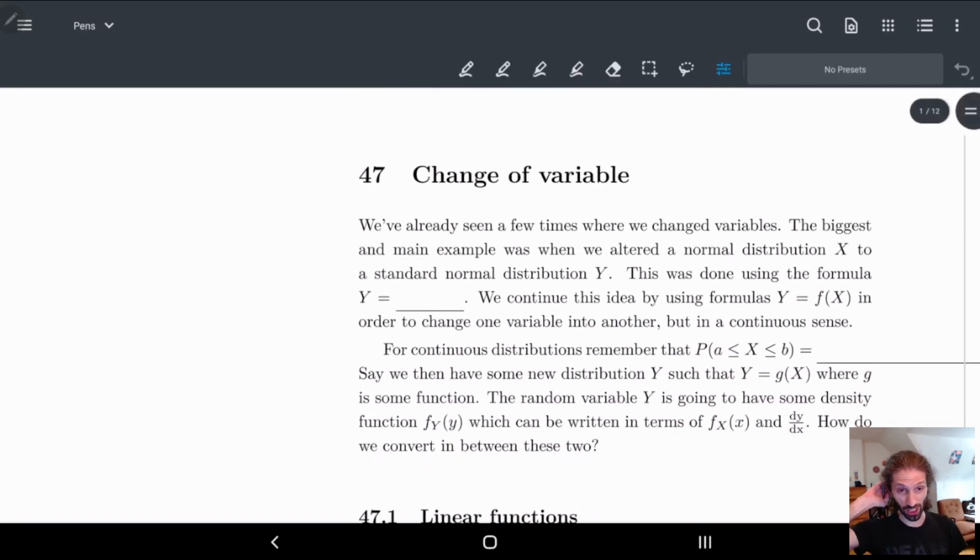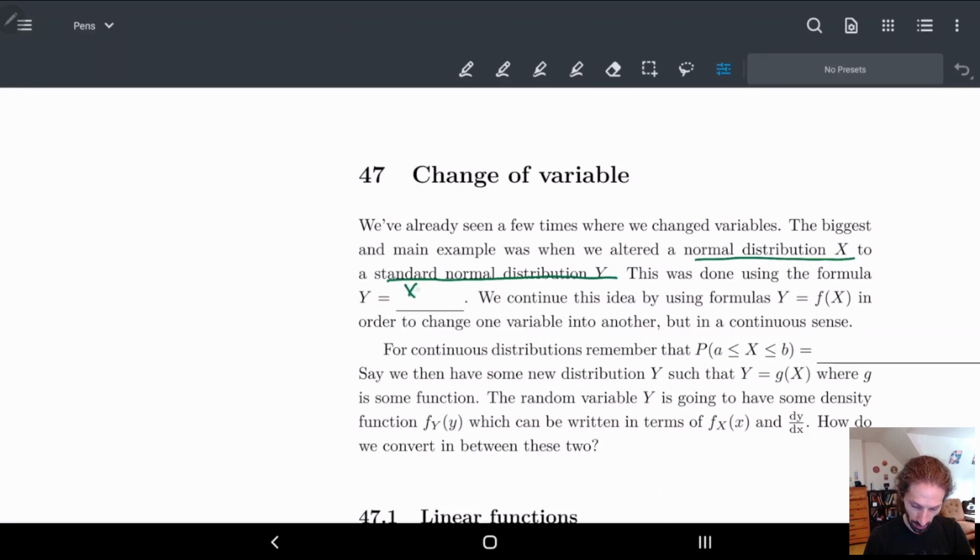So we're going to start off with changing of variables. One of the big things, we've actually seen this a few times, especially when it comes to the normal distribution. We went from the normal to the standard normal, but we're going to try to see something more general. When we were talking about the normal distribution, if I have some normal distribution x and I want to change it to the standard normal distribution, remember what we did is I took x, I subtracted the average value, and I divided by the standard deviation. And this is basically how we created this.